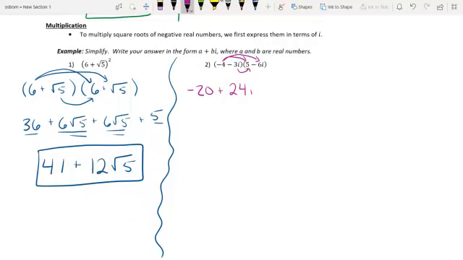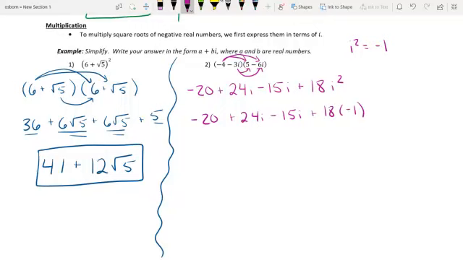Now I'll take negative 3i and multiply it by 5. That gives me negative 15i. And then negative 3i times negative 6i gives me a positive 18i squared. Now first things first, we want to get rid of that i squared. Recall that by definition, i squared is equal to negative 1. So what that means is I've got negative 20 plus 24i minus 15i plus 18 times the negative 1.